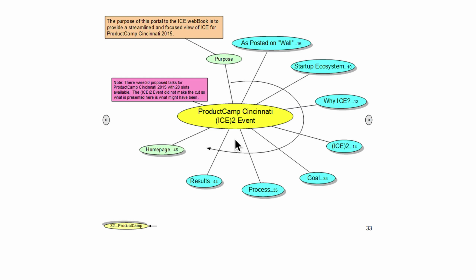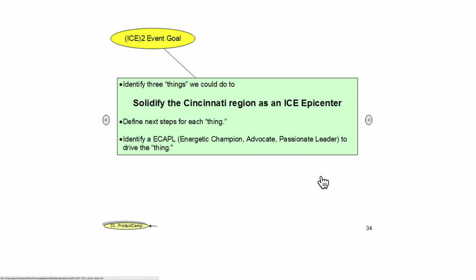This VBook for the ProductCamp Cincinnati I-Squared event focuses on the goal, the process, and the results. The goal for this I-Squared event is to identify 3 things that we could do to solidify the Cincinnati region as an ICE epicenter. We're going to define the next steps for each of these 3 things and then identify an ECAPL, that is an energetic, champion, advocate, passionate leader, to drive each of the 3 things we've identified.